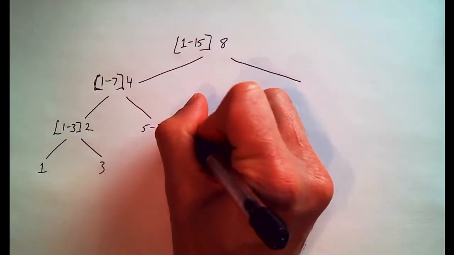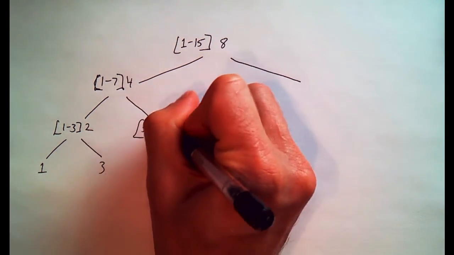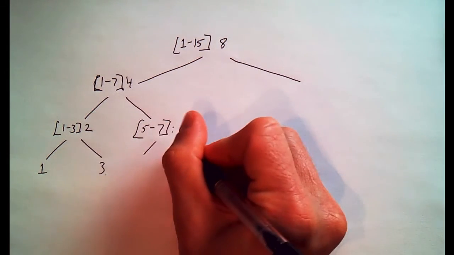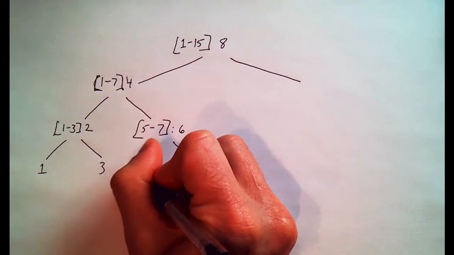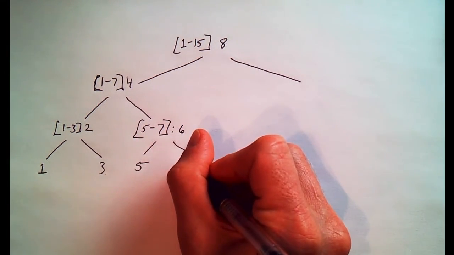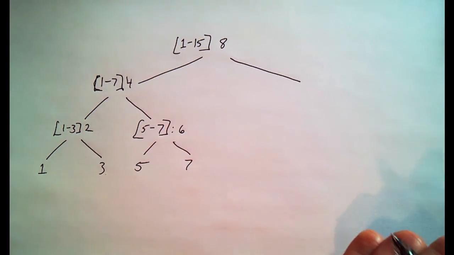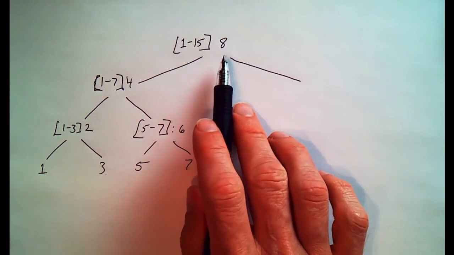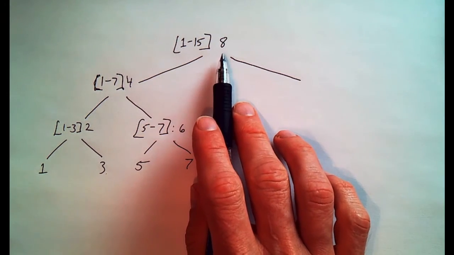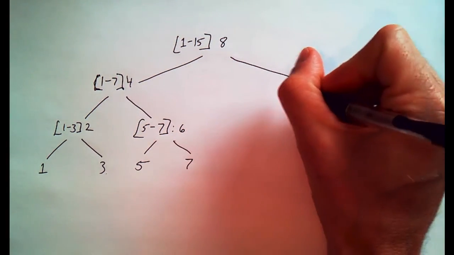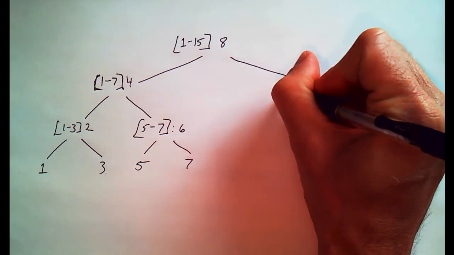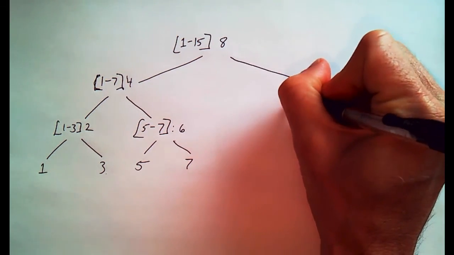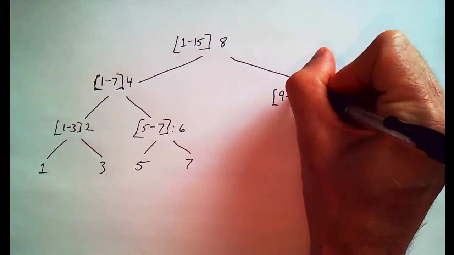So we would guess 6. And again, 2 outcomes. If it's less than 6, it must be 5. If it's greater than 6, it must be 7. Okay, back to our very first guess. If our first guess was too low, we know that it's going to be greater than 8, so it'll be 9, up to and including 15.